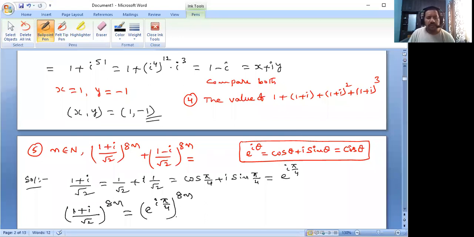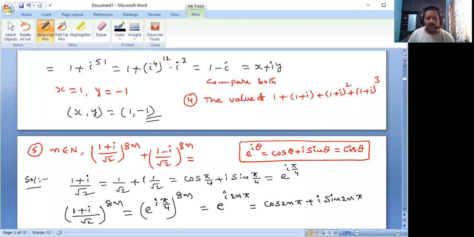Now calculate this. 4 2s are 8. You will get e power i 2n pi. This we can write as cos 2n pi plus i sine 2n pi.